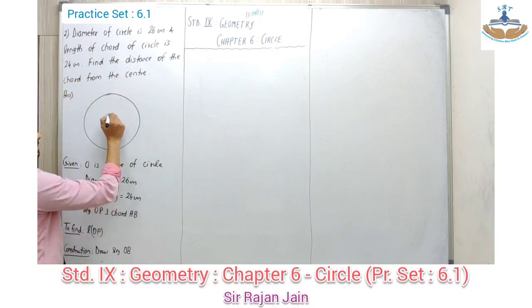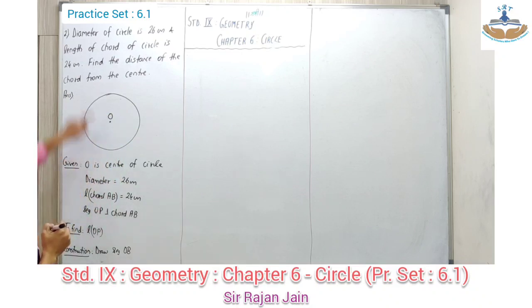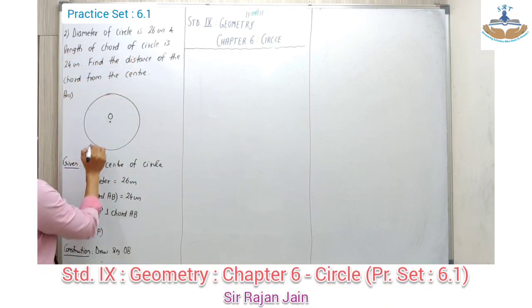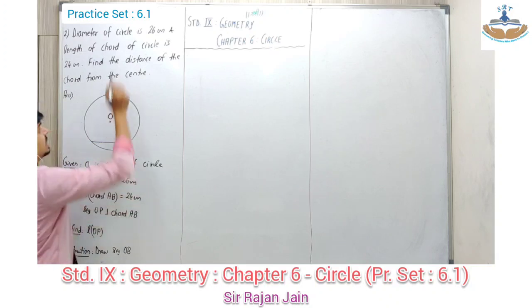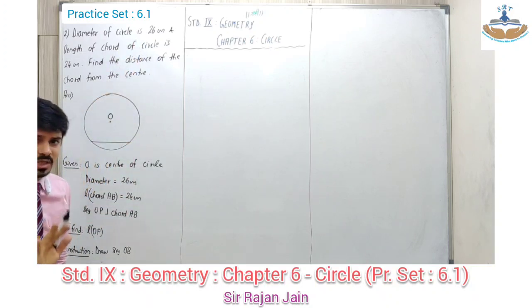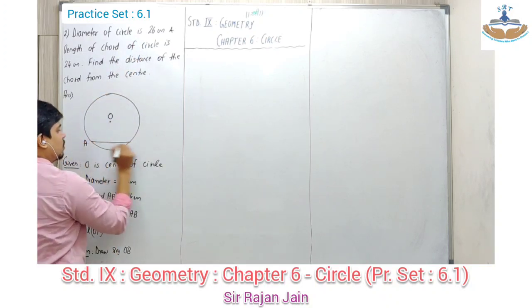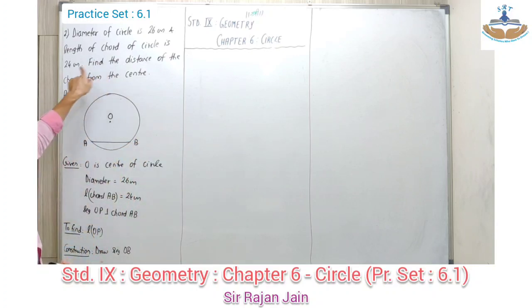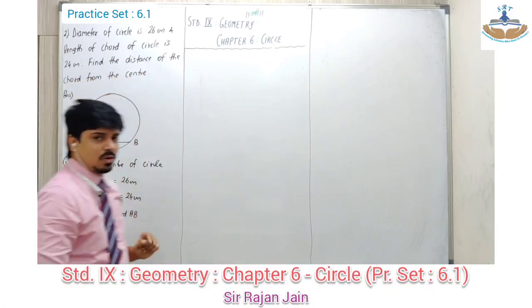Okay, so basically circle है. Let's keep the center of the circle as O. Length of chord of circle is 24 centimeter. Diameter दिया है. Diameter बनाने का जरूरत नहीं है. Okay, so this is your chord. Its length is given as 24 centimeter. Find the distance of chord from the center.